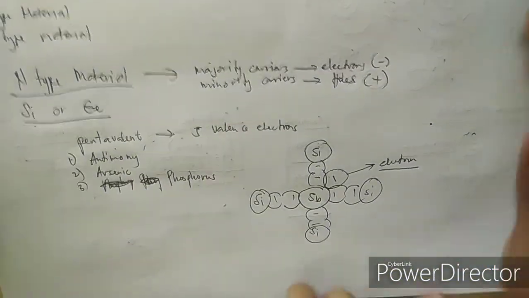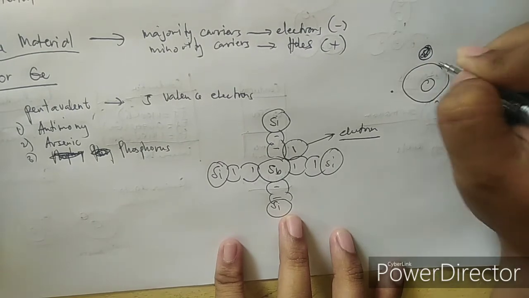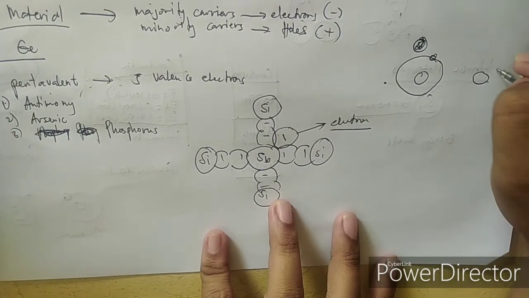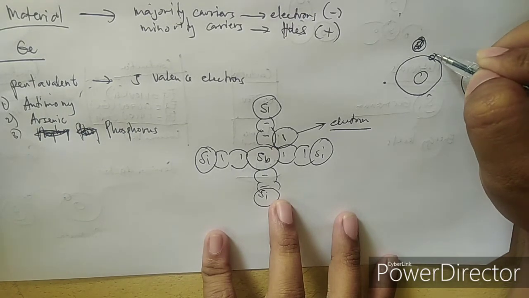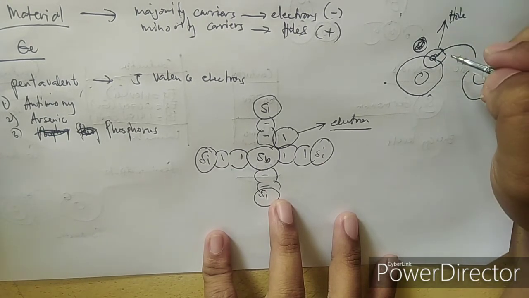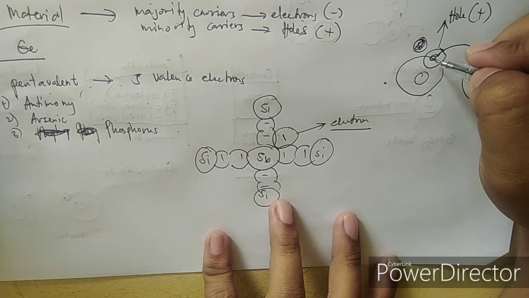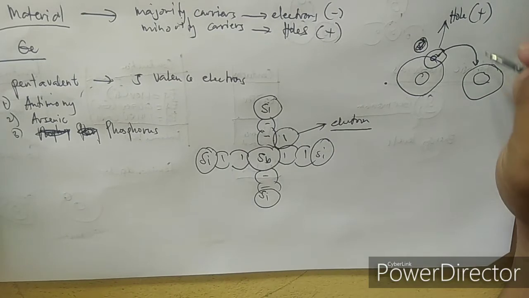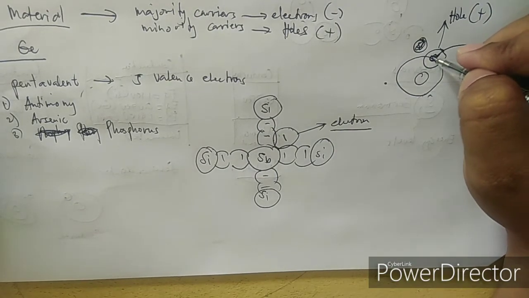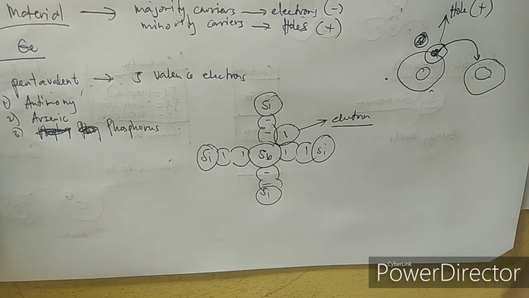By the way, regarding holes, for example, if this is a silicon atom, an atom in general, with a valence electron, and there's another atom here. If this valence electron jumps to another atom, it leaves a space. This space is called a hole, and the charge of this hole is positive. So if this electron leaves its mother atom and jumps to another atom, it leaves a space, and that is called a hole, a positive charge. So that is a hole.